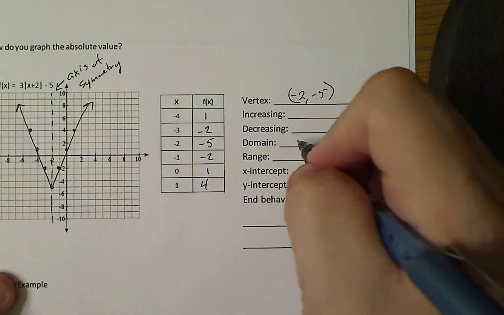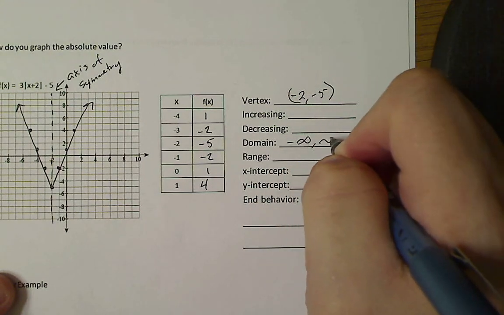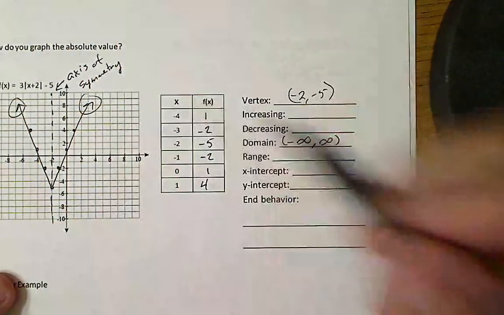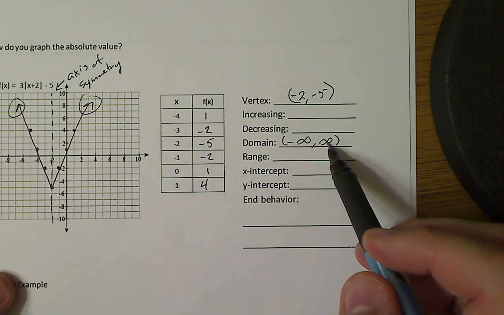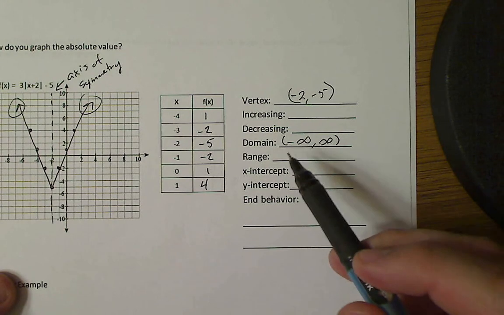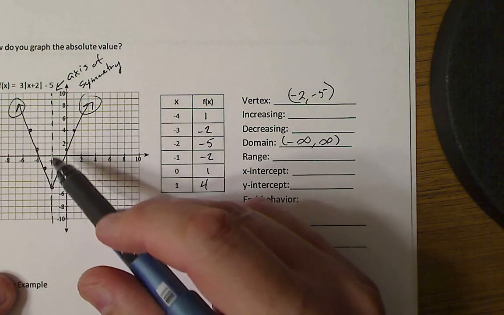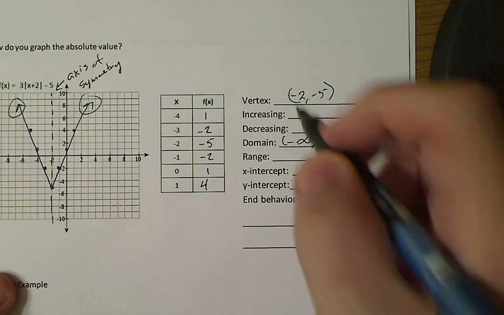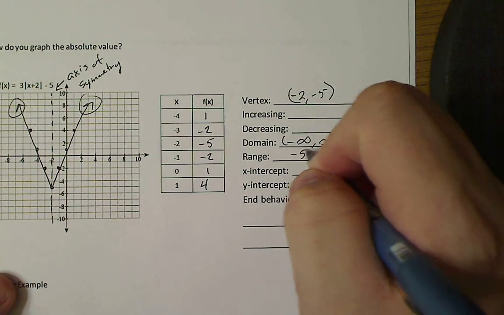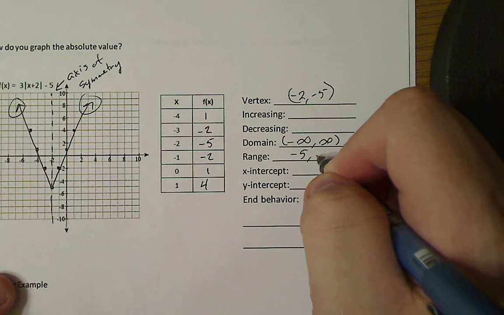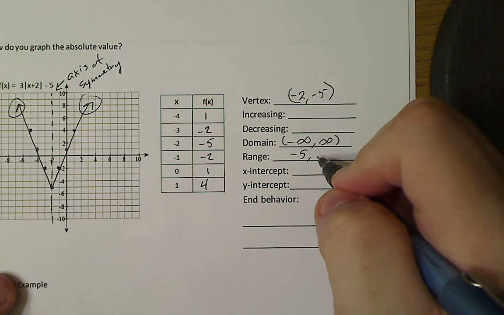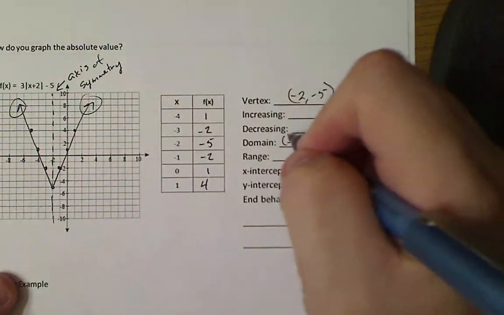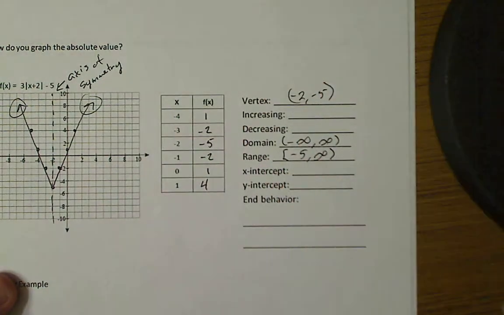My domain, if you have not figured this out by this point, for absolute value, as long as you have these arrows showing, is going to be -infinity to +infinity. So that's kind of nice. My range, my low value here is -5. If you haven't figured this part out yet, your range is based on your vertex value. So I know it's going from -5 going up, and again, a solid point.